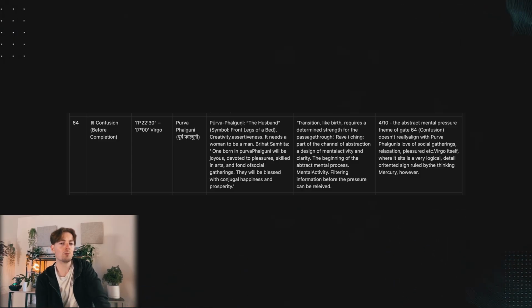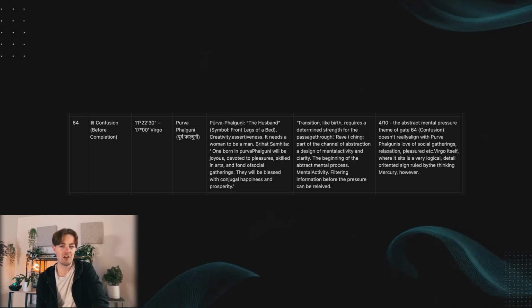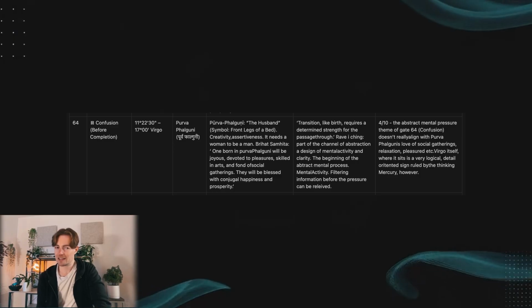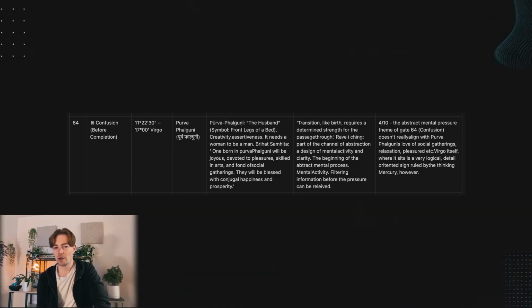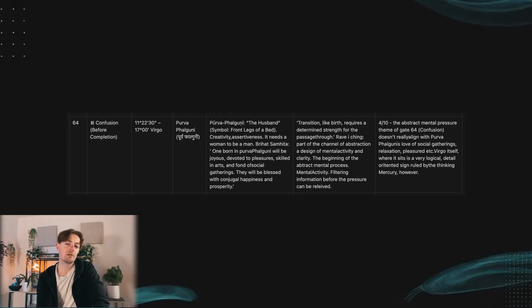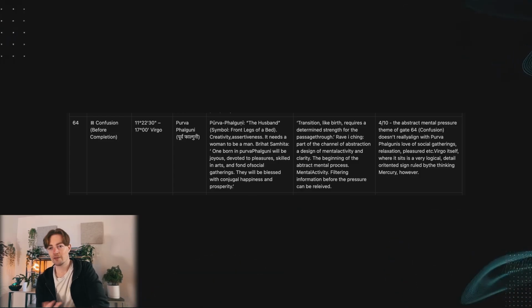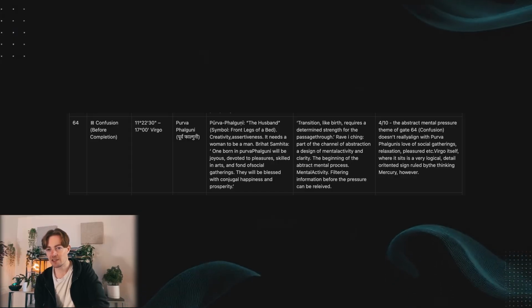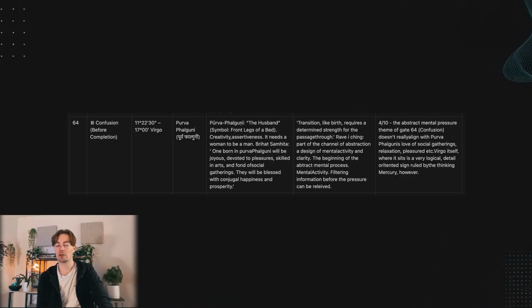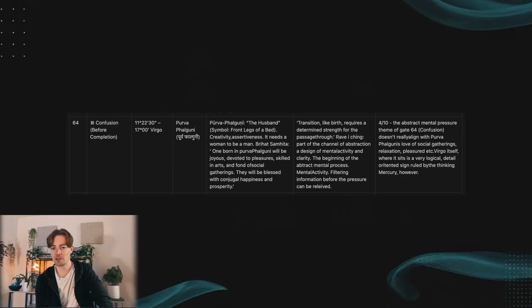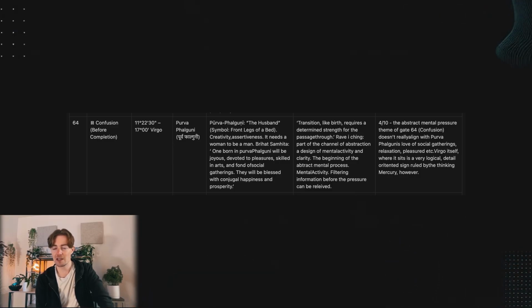Virgo is ruled by Mercury, so there is a mental link, Mercury being the mind. Virgo is a kind of mentally ruled sign, detail-oriented, and it's a gate of mental activity. So it works with being in Virgo, but maybe not specifically the Purva Falguni Nakshatra. So 4 out of 10. The abstract mental pressure theme of Gate 64 doesn't really align with Purva Falguni's love of social gatherings and relaxation. Virgo itself, where it sits, is a very logical, detail-oriented sign, ruled by the thinking planet Mercury.